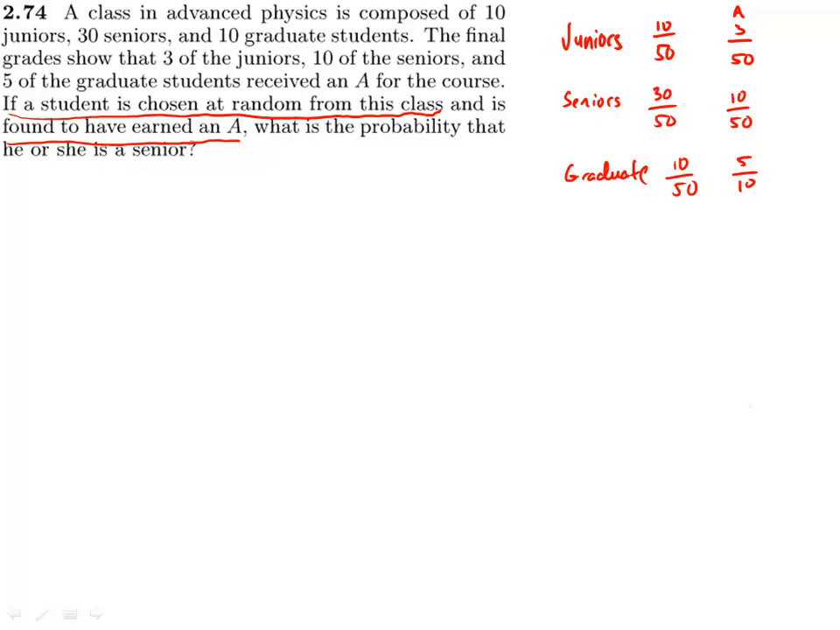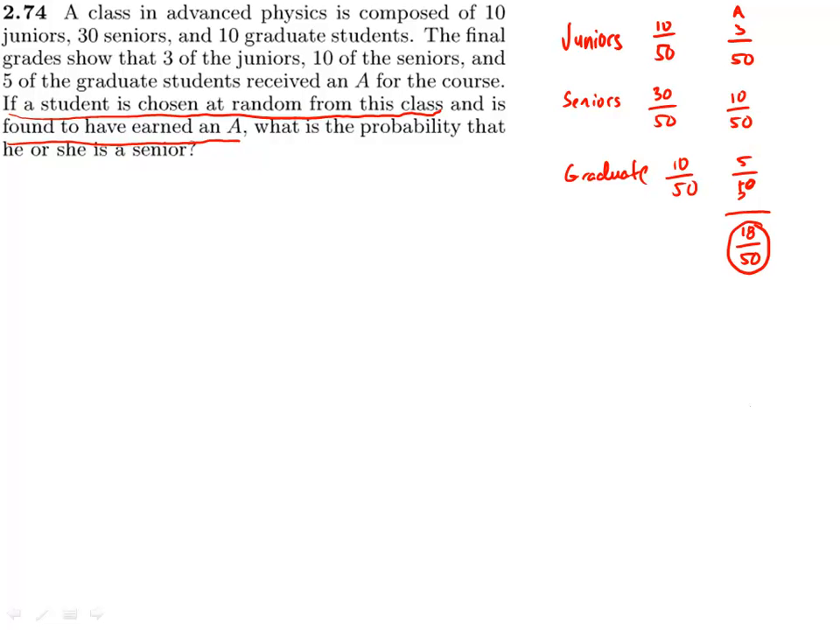Right? This is 5. This is 5 out of the 50. Okay, so from total, we know that from all the students, 18 out of 50 got A's.